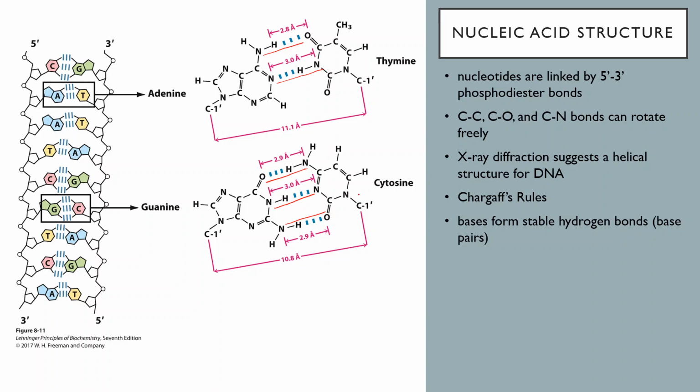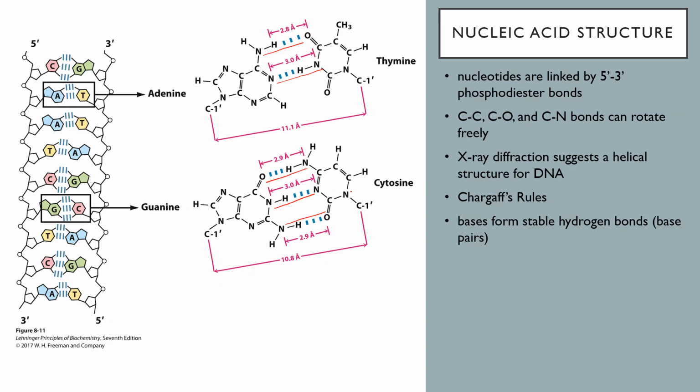And a couple of things. One, they only form hydrogen bonds this way. In other words, if you try to form a base pair between, let's say, a cytosine and an adenine, they don't pair up because the positions of those amino groups and those carbonyl groups don't line up the way they do if you try to pair a cytosine with a guanine or a thymine with an adenine.